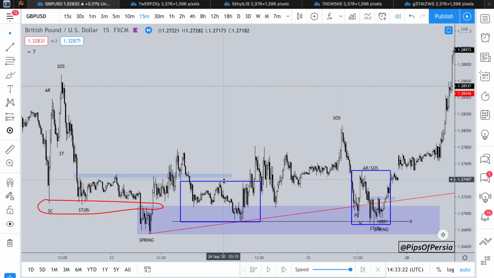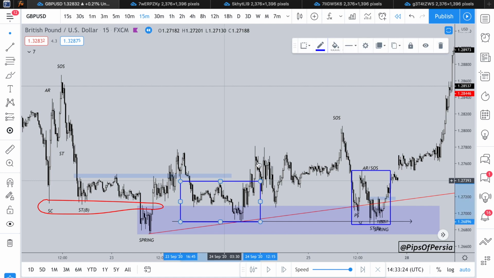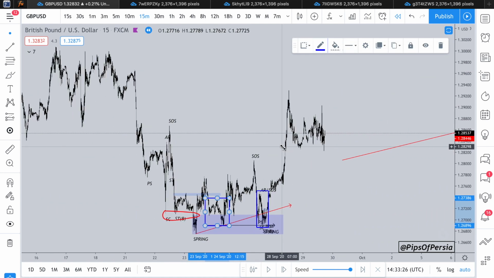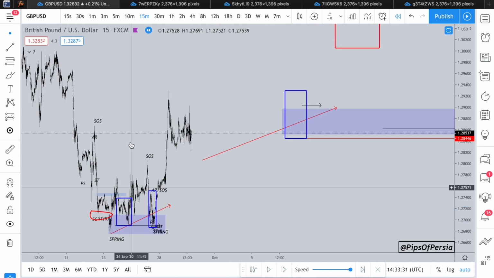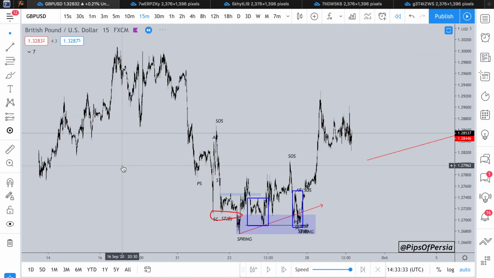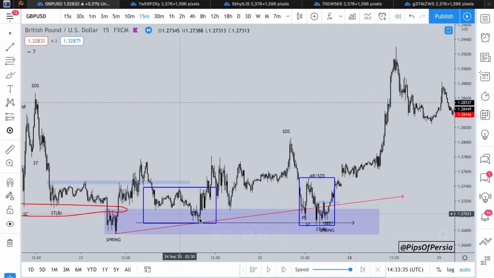Now, every single blue rectangle that you see in this video is an accumulation, and we've got another smaller distribution later on, but I'm not going to be speaking about every single one of them. I've simply identified them here so you can later on go and study this for yourself.